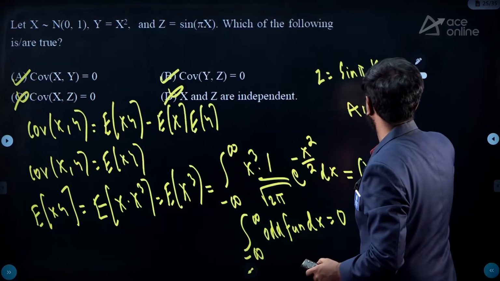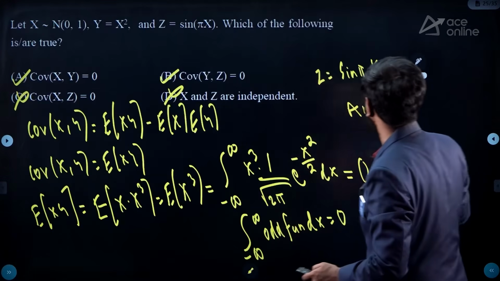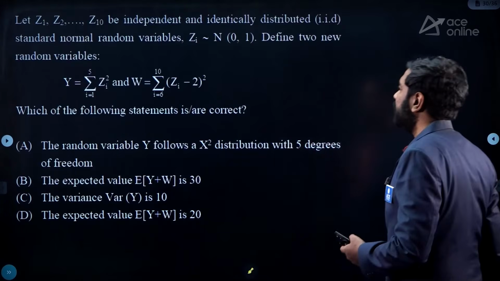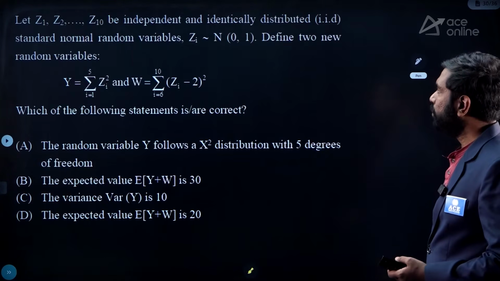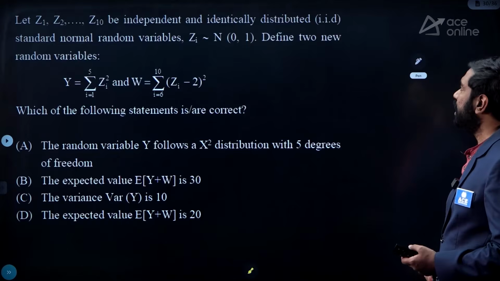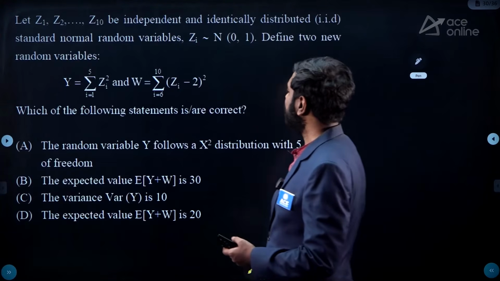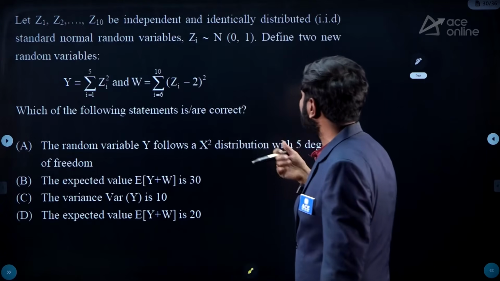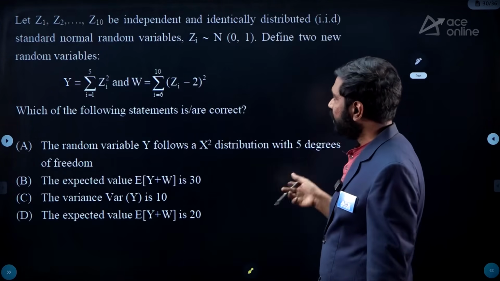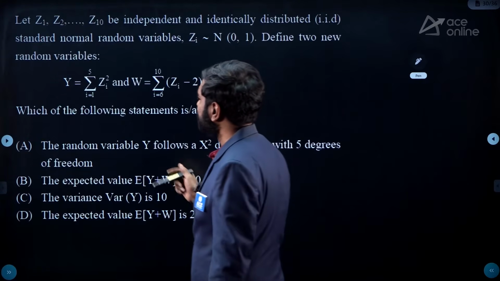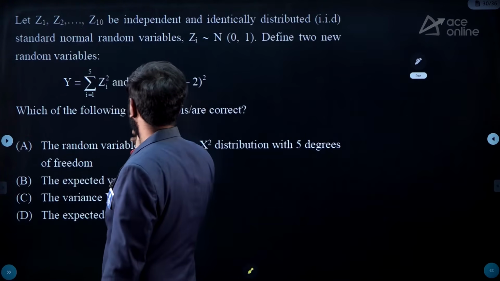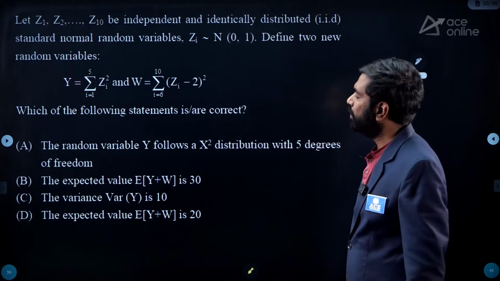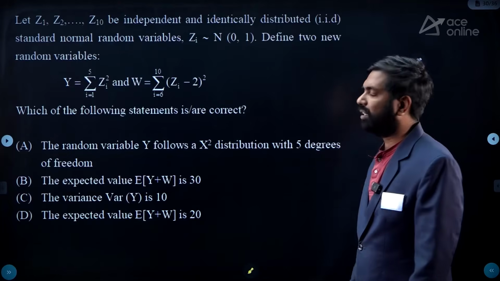The answer to this problem is A and B. The answers are A and B. So let's look at this question. Let z1, z2 up to z10 be independent and identically distributed standard normal random variables, where zi is like standard normal, he says. Define two random variables y, which is summation i from 1 to 5 zi square, and w, which is summation i from 6 to 10 zi minus 2 whole square. Which of the following statements are correct?